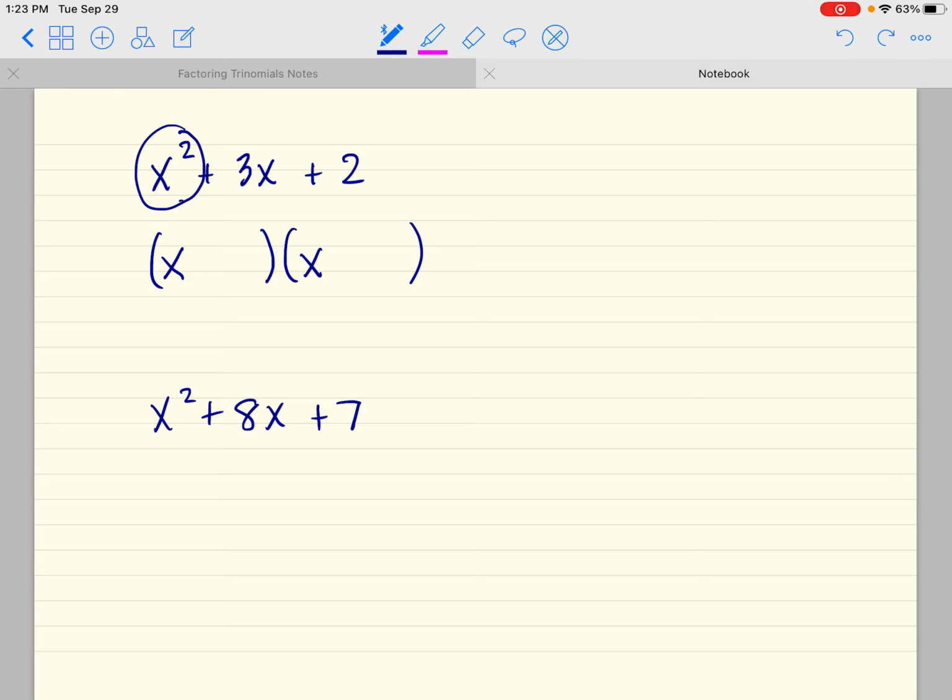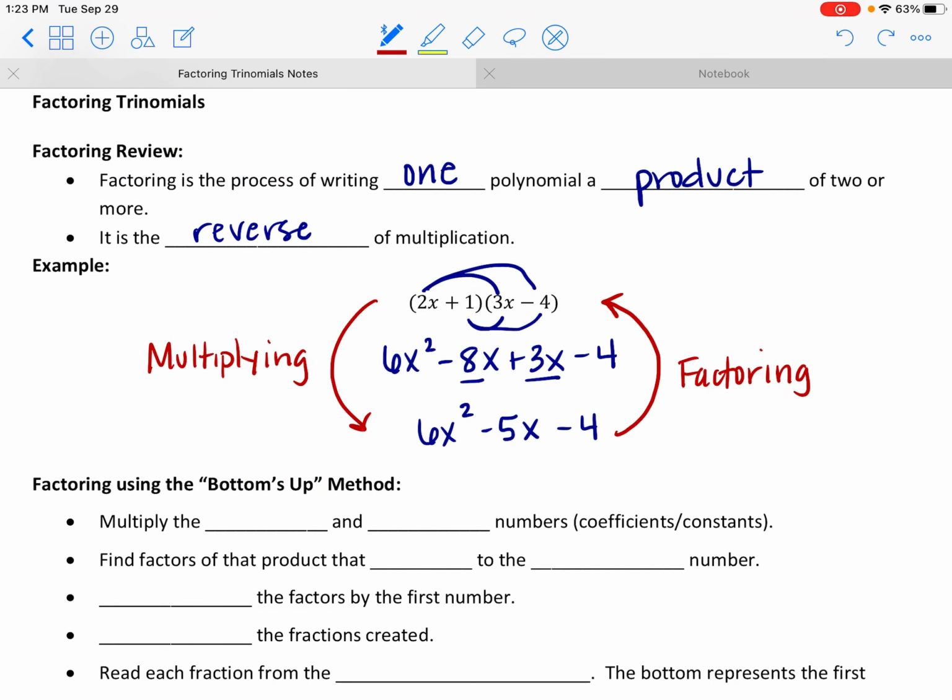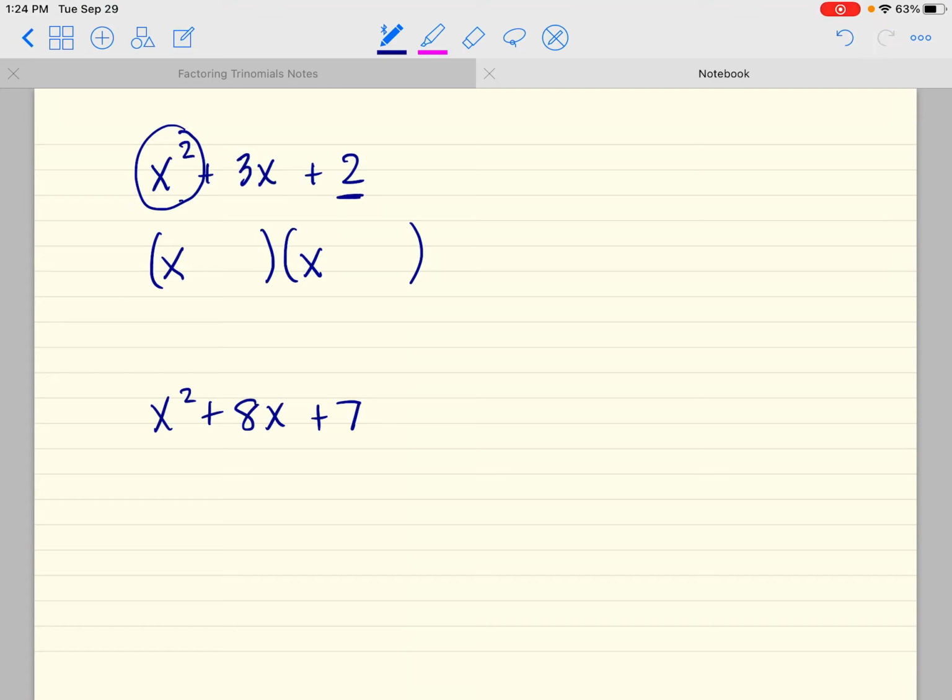Okay, so we've got that piece. Now remember the end number here, that was a result of the numbers multiplying the numbers that were in the ends of each of the binomials. So if I need to get a 2 here, then what 2 numbers could I multiply to make 2? Well, again, not a lot of options. What would I multiply to make a positive 2? A positive 2 and a positive 1. So if I put a plus 2 here and a plus 1 here, let's just see if this works out. It's going to, but just so you can see it.